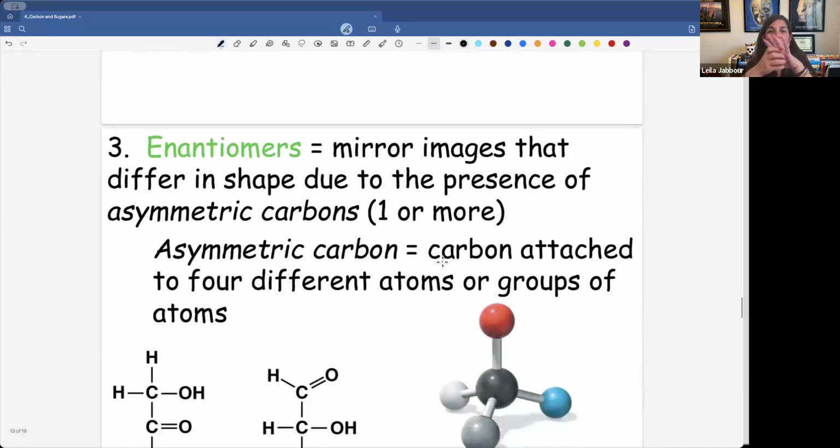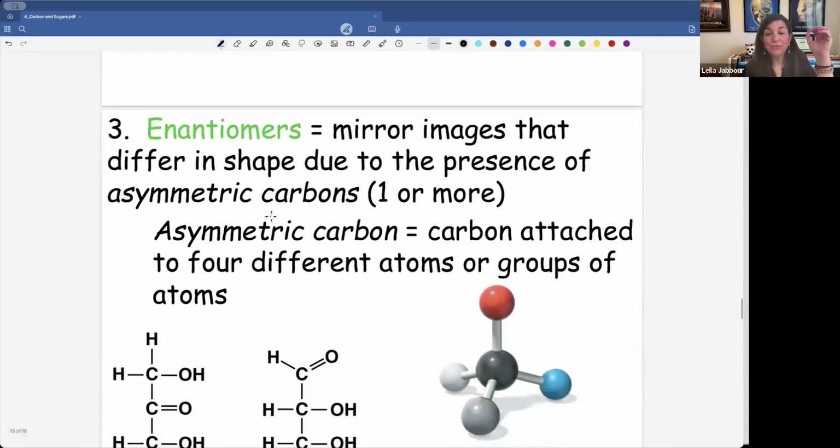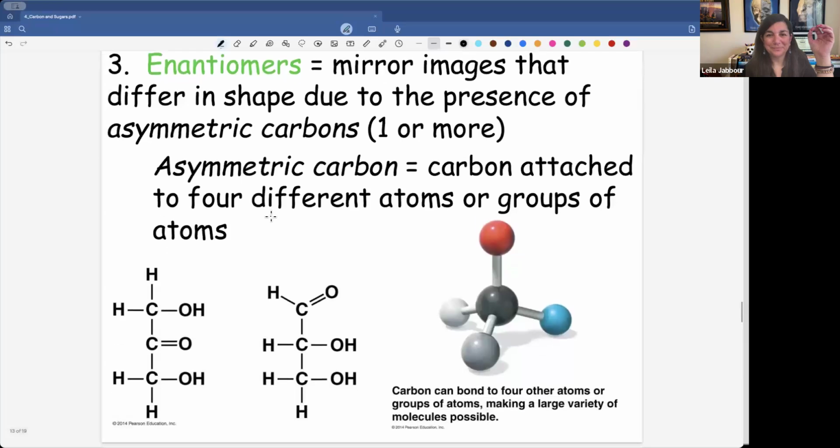So what are enantiomers? Those are molecules that are mirror images that differ in shape due to the presence of asymmetric carbons. So what is an asymmetric carbon? It's a carbon that's attached to 4 different atoms or groups of atoms, meaning instead of 1 carbon and 4 hydrogens where everybody is the same, it's the same neighbors on all sides.